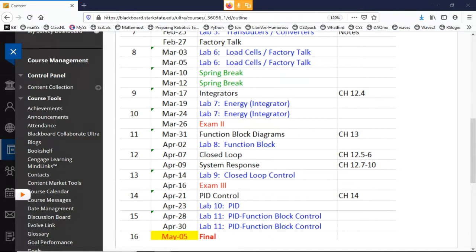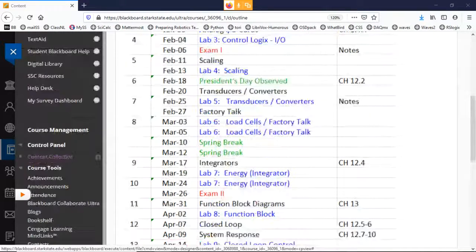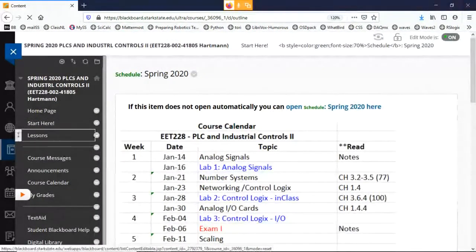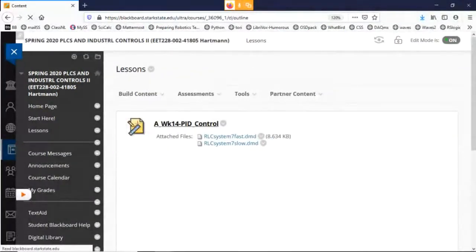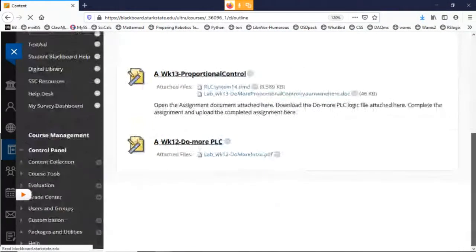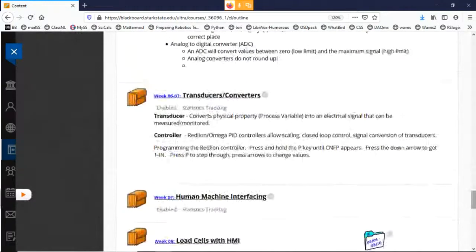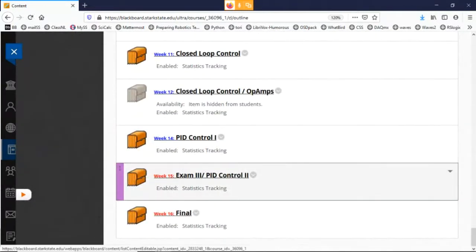All right, so are you guys ready for me to load up the final so you can take it tonight, or no questions or comments? All right, so exam 3 is out here. I think I double checked it earlier today. So exam 3 is down here under week 15.